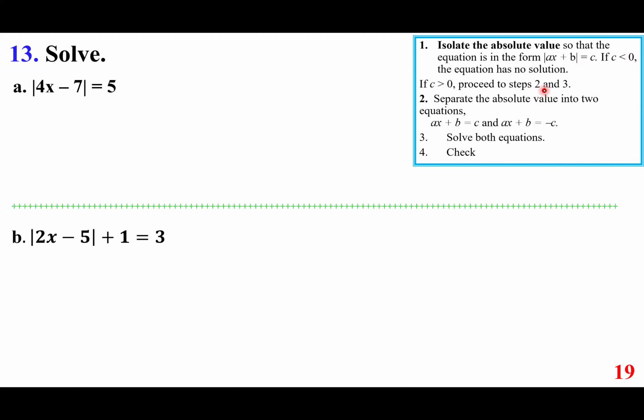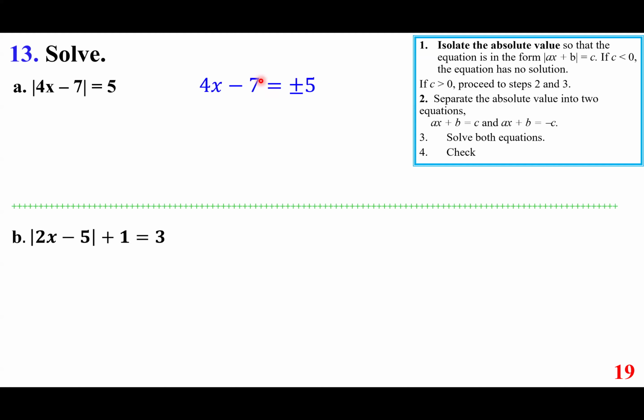So c is positive. Separate the absolute value into two equations, ax plus b equals c, ax plus b equals -c, solve and check. So in this case, because the right side is positive and because it's already isolated, you really right away move to step 2. 4x minus 7 is 5, 4x minus 7 is minus 5. So you can put them together. This means two equations, everybody. So you can do it in one shot. 4x minus 7 is equal to plus minus 5.